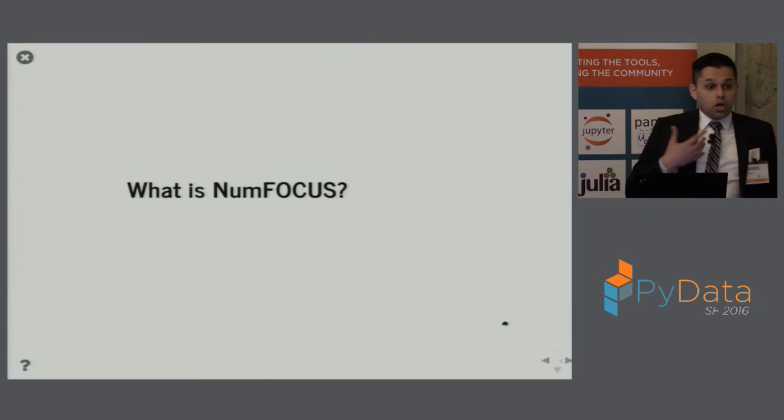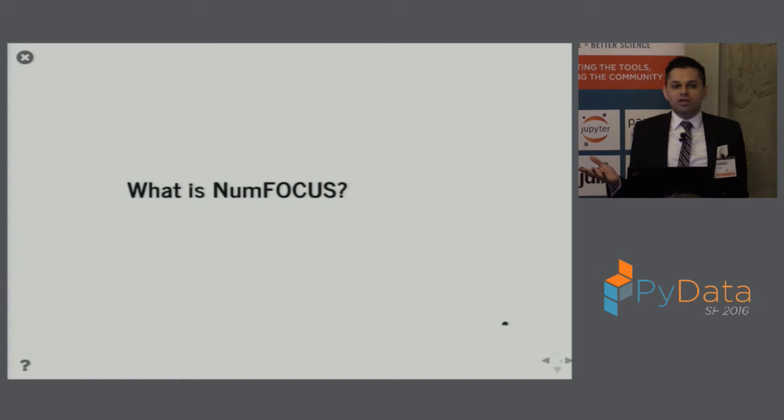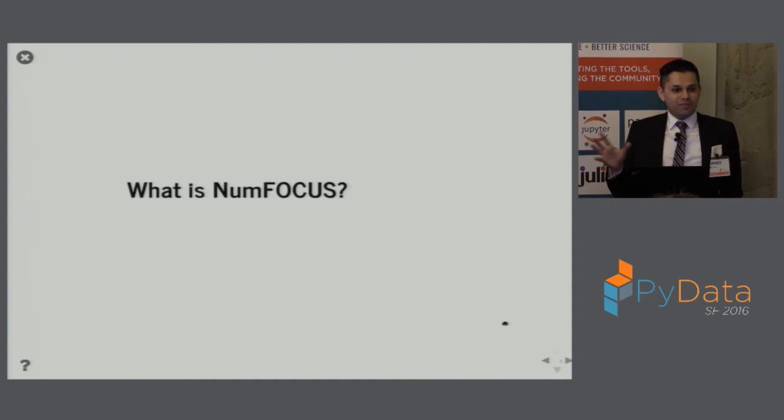Who here knows what NumFocus is? Who here has no clue what NumFocus is? Honestly, the rest of you are somewhere in the middle, in some state of both knowing and not knowing. That probably counts as not knowing.